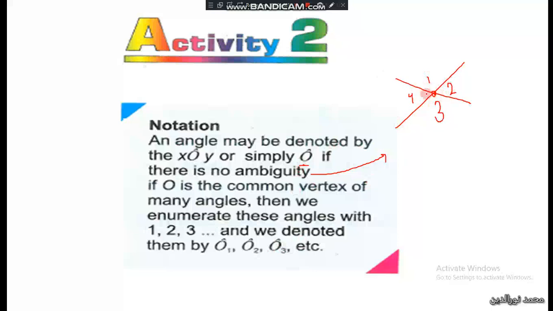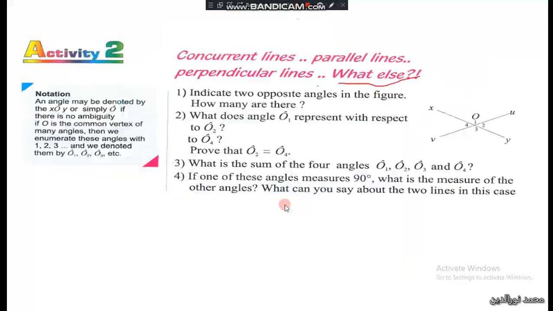this angle, if this vertex is O, so this angle is O1, this angle is O2, and this angle is O3, and this angle is O4. Of course, with a hat for each of them. So, بهيدي الحالة. As we see this figure, we have XOU, we can say that it's O1.